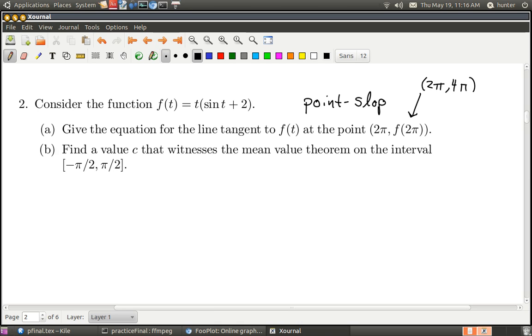And what do I want to do? That's point-slope, isn't it? And so now I want to just find the slope. If you have a point and you know the slope of a line going through it, then that tells you everything about the line.